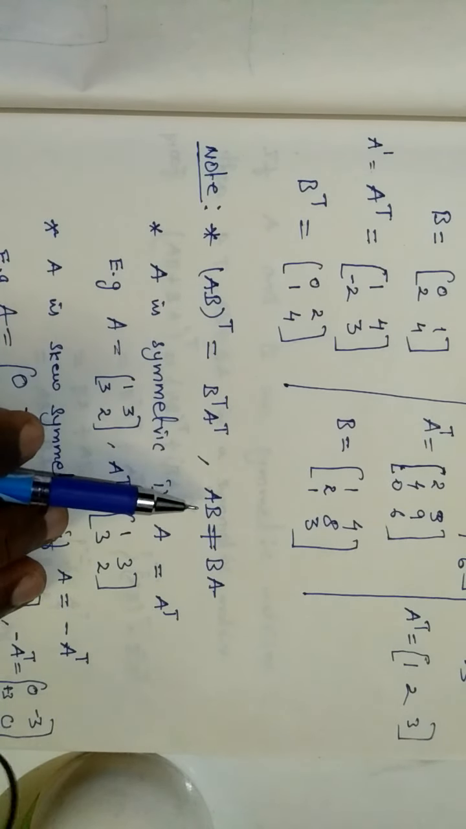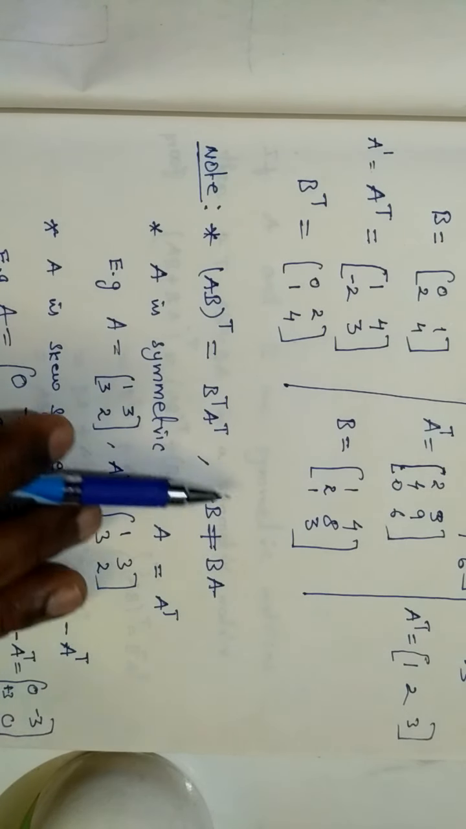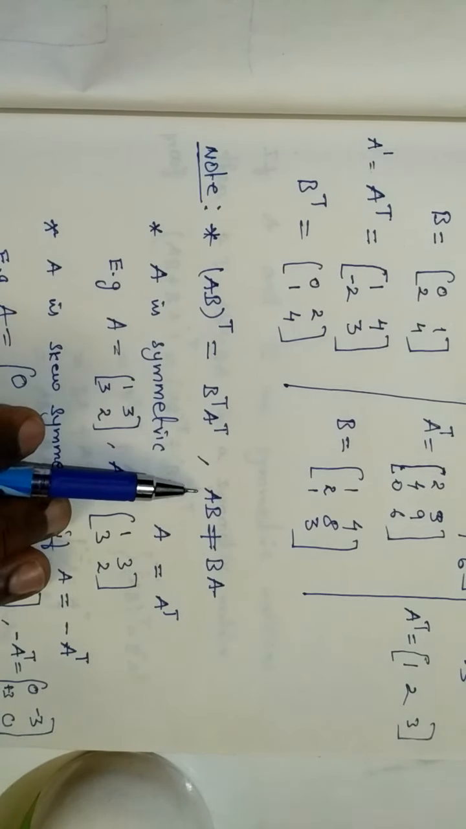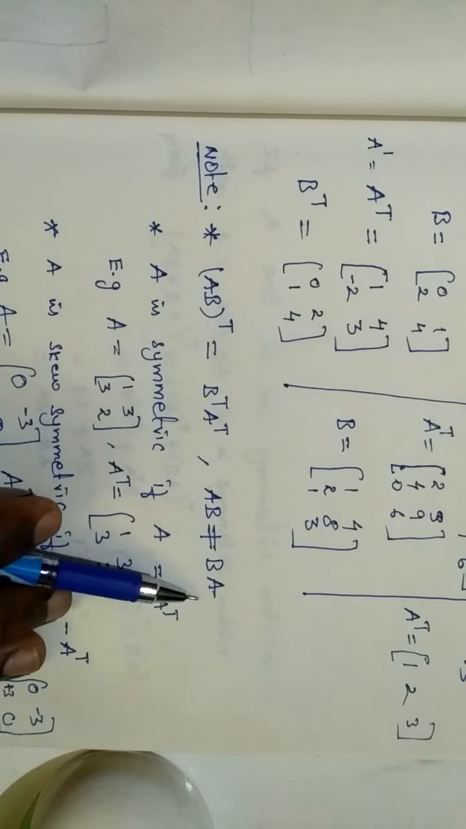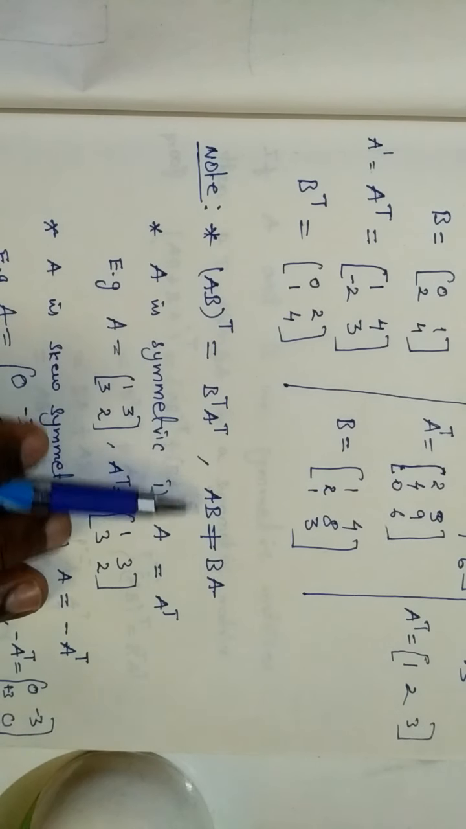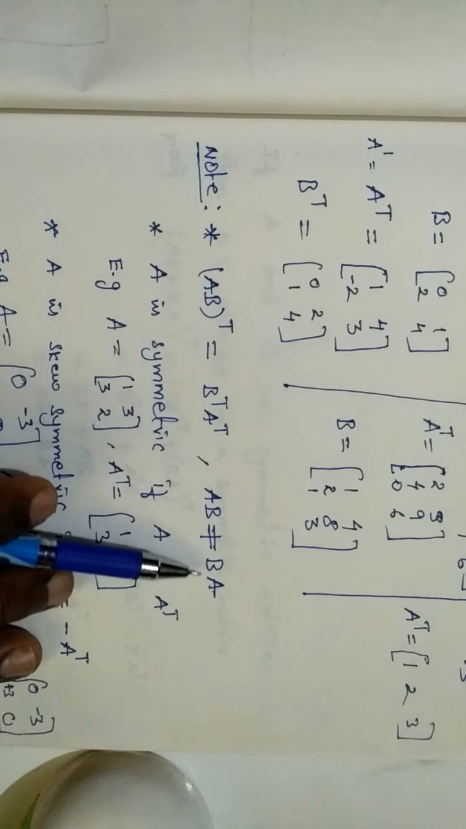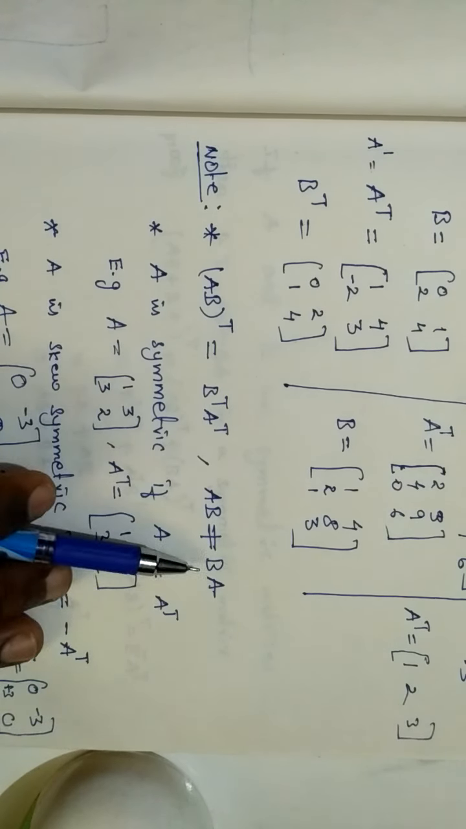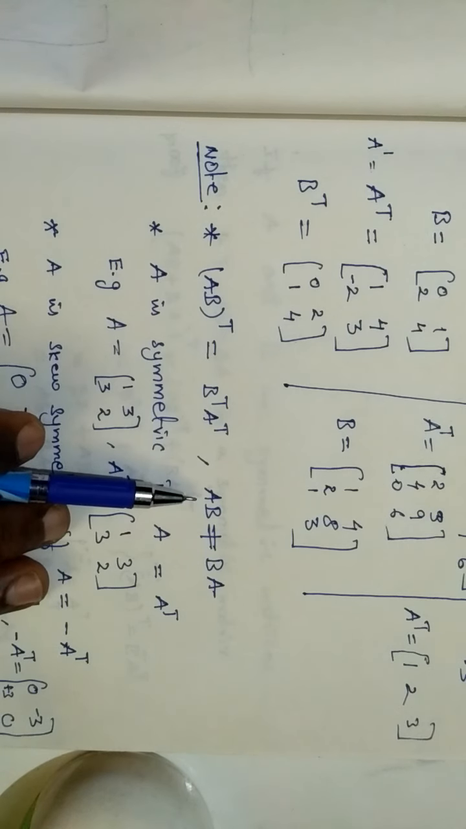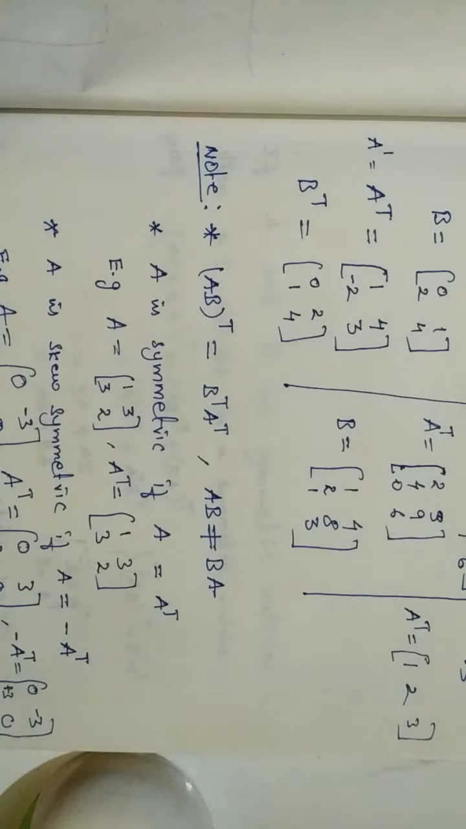Okay, and then this one, in matrix multiplication, I didn't teach you about this one. See, matrix multiplication AB need not be equal to BA. In numbers, we can say 2 into 3 is 6, and 3 into 2 is also 6. But in matrix multiplication, we cannot say AB is equal to BA.